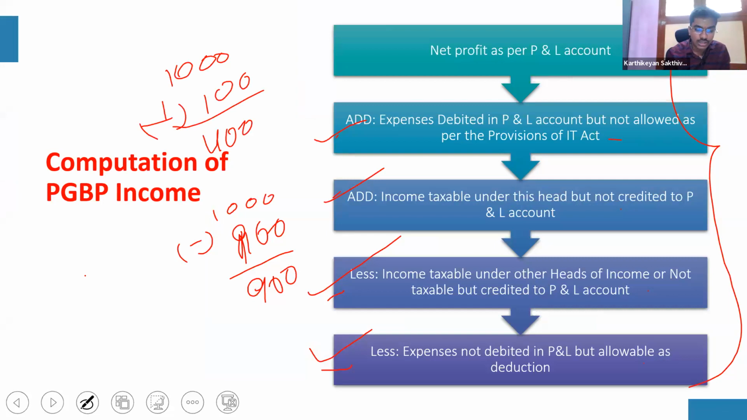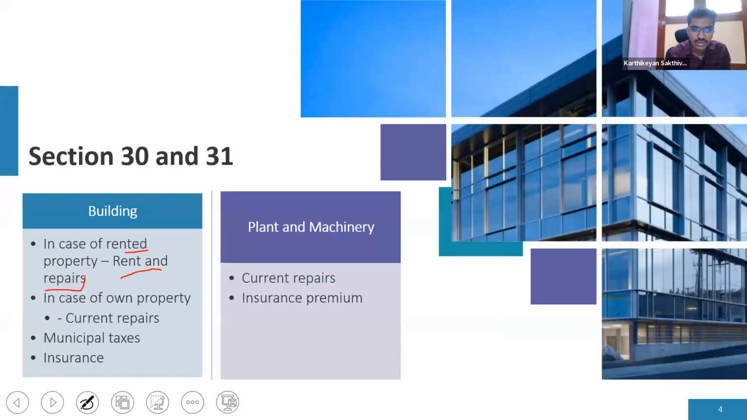Okay, so assume for example the same is already debited in the P&L account. What should you do? Rent and repairs is allowable as per income tax act. Rent and repairs of a rented property is allowable as per income tax act. So it is also already debited to your P&L account. That expense is already debited to your P&L account. So what should you do now?